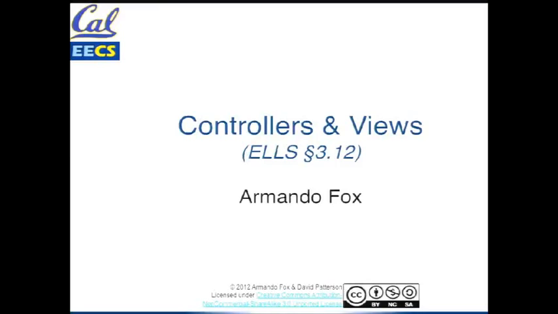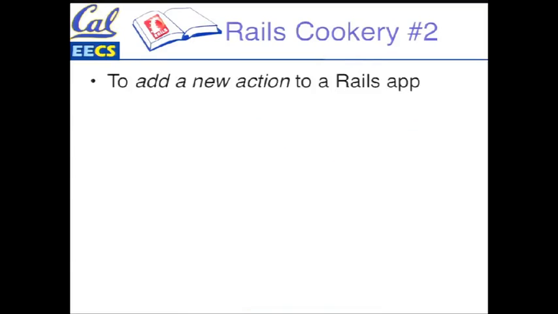Okay, so we're on to controllers and views, which brings us to our second Rails cookery. So we already kind of saw what you have to do to add a new model, excuse me, to a Rails app. The next logical question is, what do you have to do to add new controllers or new views?